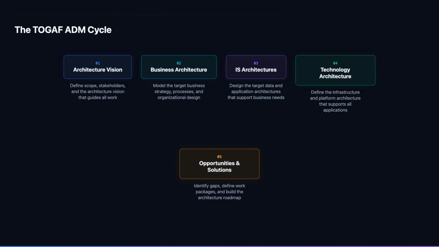Opportunities and solutions is where the analysis converts into action. Architects identify the gaps between current and target state, group them into logical work packages, and sequence them on a roadmap that balances business value, technical dependencies, and investment capacity.